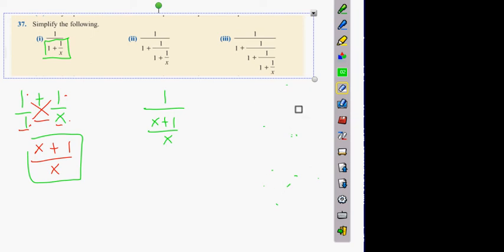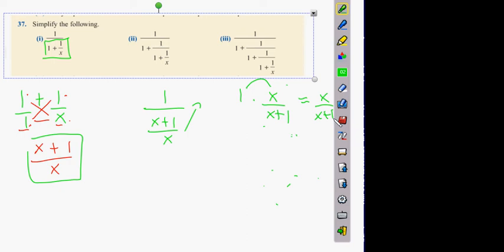What we're going to do this time is the same thing. Bring this up and turn it upside down. So we're going to get 1 multiplied by x over x plus 1. What's the answer to this question? Anybody? What's 1 multiplied by x? Over x plus 1. Do you understand?